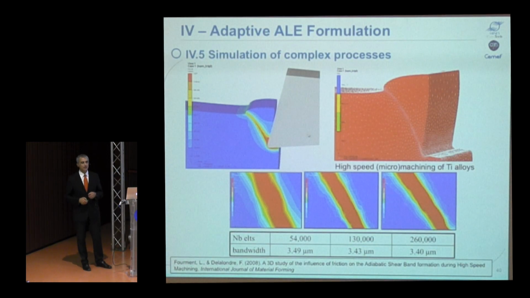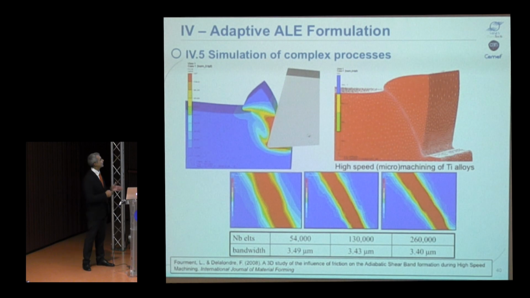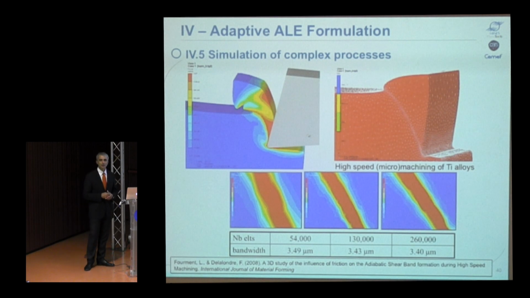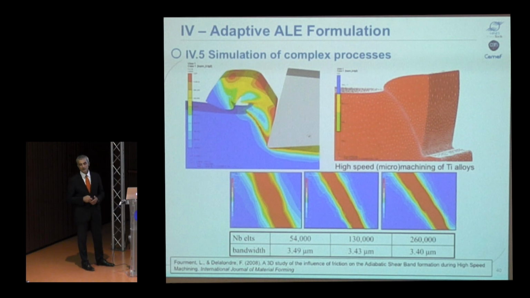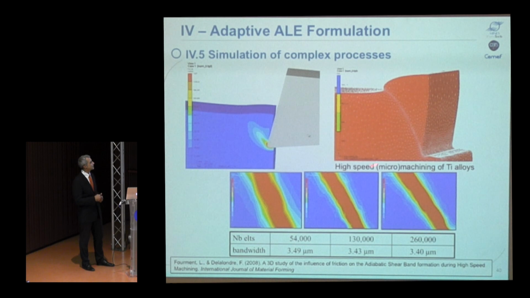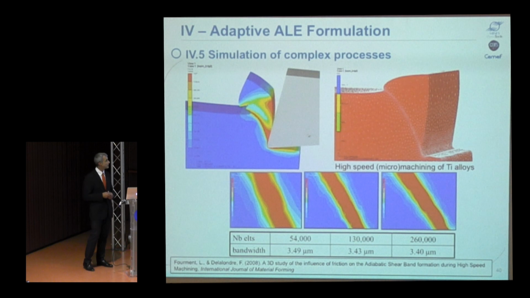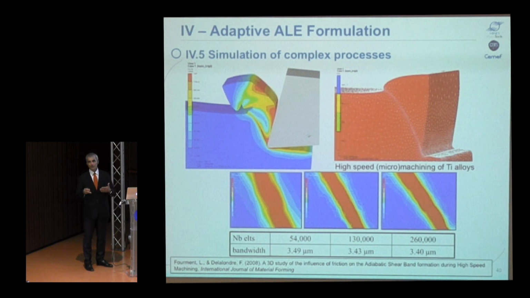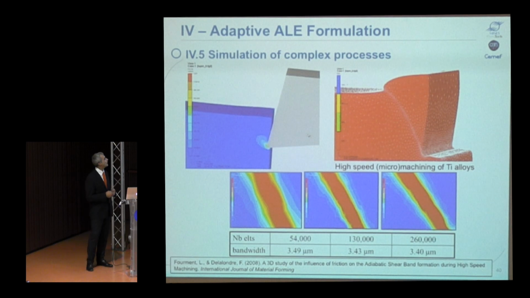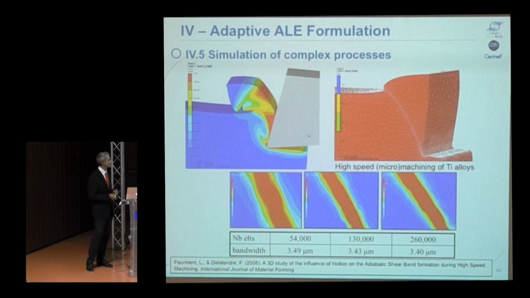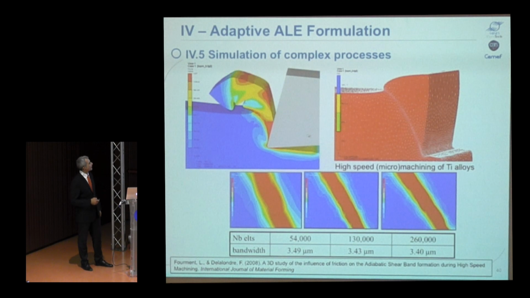So here we can see that, for instance, if we consider metal cutting, high-speed metal cutting, the adaptive ALE formulation makes it possible to automatically localize the shear band, and so to have a very fast convergence of the finite element solution. And for instance, here you can see that the bandwidth does not depend on the size of the element. So it provides a very good solution.